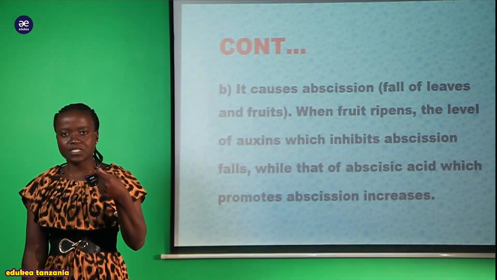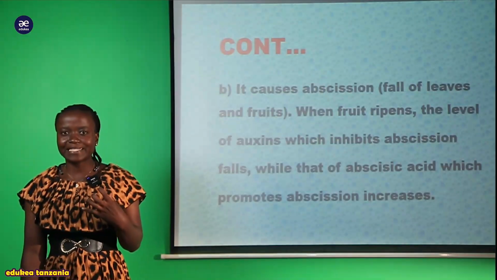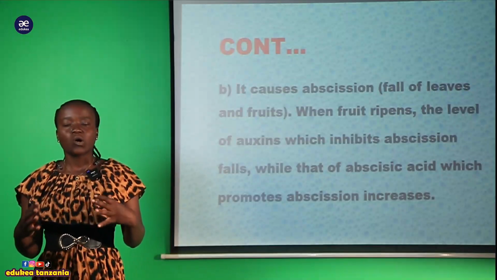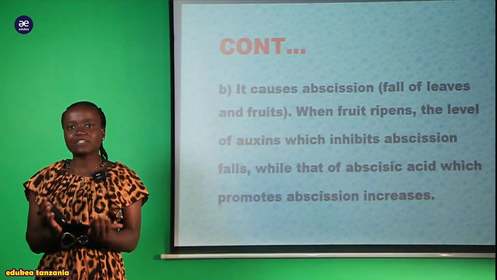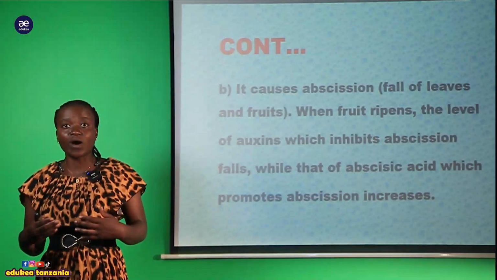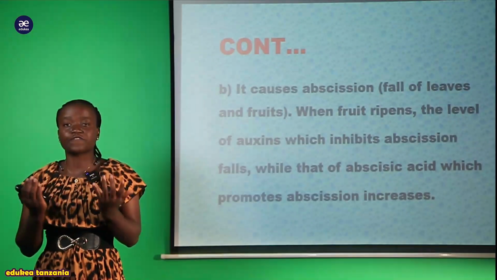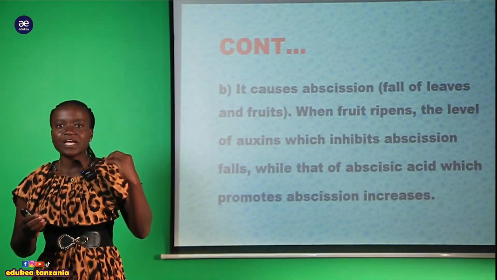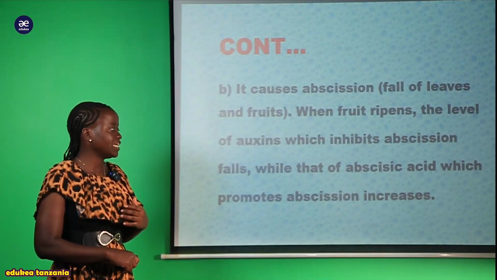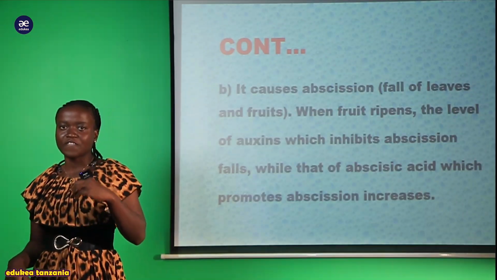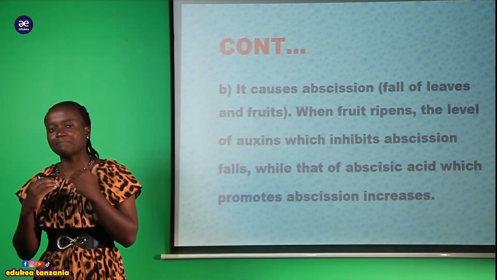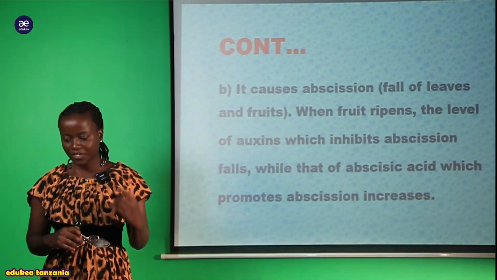Yani kazi ya auxin within a plant ni kuweza kulinda lile tunda au yale majani yasiweze kuanguka kwa urahisi zaidi. So baada ya tunda kuiva sasa, tunasema kwamba the presence of this abscisic acid inakuwa nyingi within a fruit, whereby now the presence of a high amount of the abscisic acid within a plant can cause the falling off, or the abscission, of the fruit. So mpaka tunda linaanguka chini is due to the increased amount of this abscisic acid within a plant.